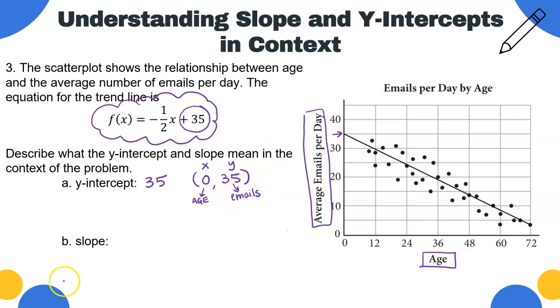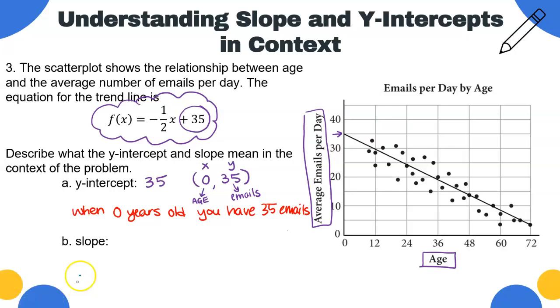So if I put those two things together, I could say when 0 years old, you have 35 emails. Now, does that make sense? Not necessarily. Sometimes our trend lines are going to have values, especially y-intercepts, that aren't necessarily going to make sense because they're going to be outside of kind of reasonable data, right? A 0 year old isn't going to have emails. But that would be what that means in the context of this problem.